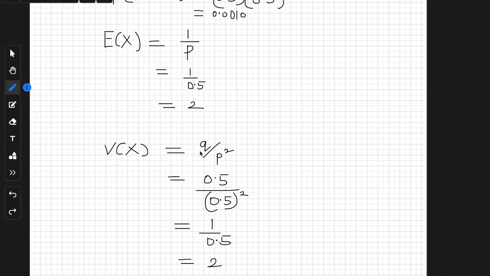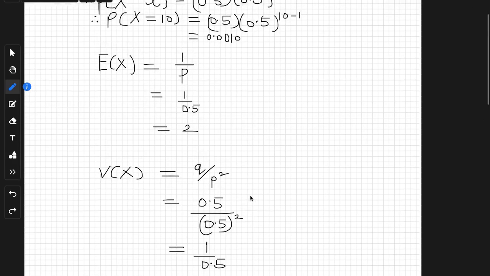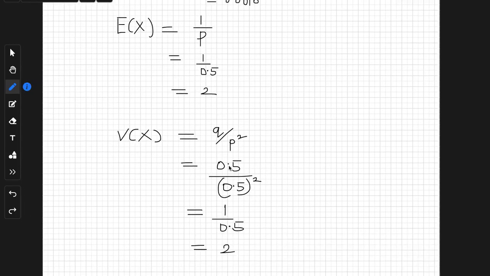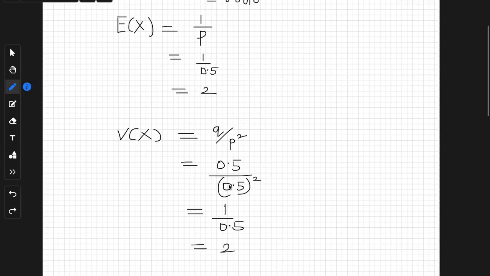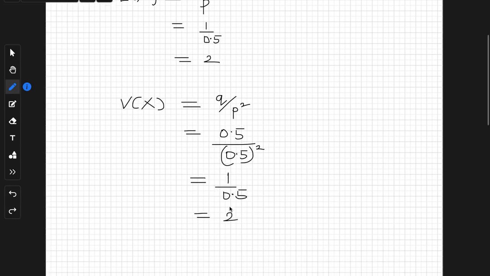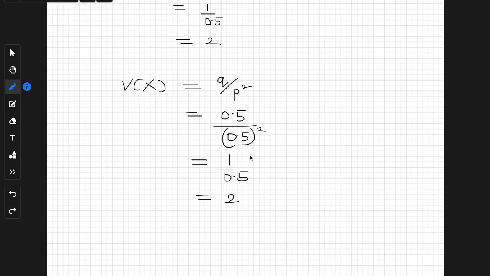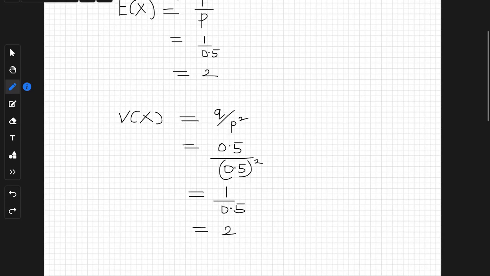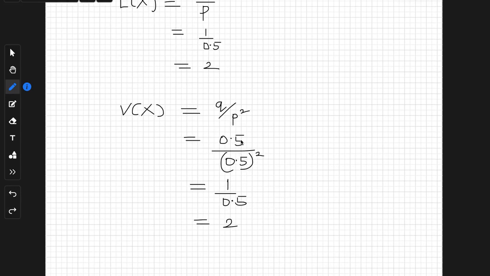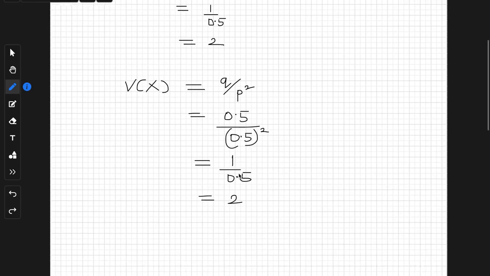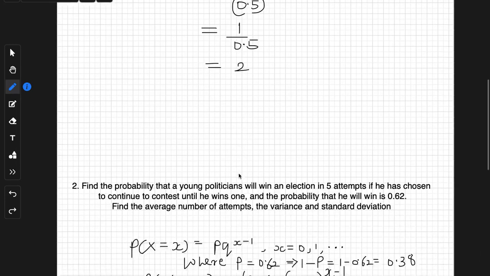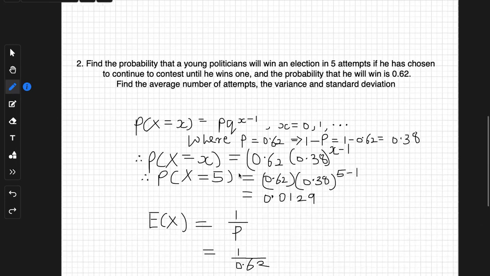Now the variance is going to be q over p squared. So the variance will be equal to 0.5 divided by 0.5 squared, and that will be 1 over 0.5, and that will give you 2. Basically, the variance and the mean are the same here because we have 0.5 as our p, and that is equal to q. But that is not the case in every situation.